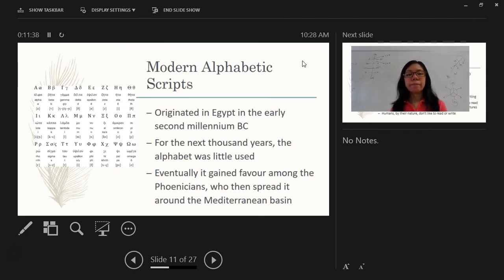And finally, they developed the modern alphabetic scripts. The modern alphabetic script is what we now use for communication. It originated in Egypt in the early 2nd millennium BC. But for the next 1,000 years, this alphabet was little used. But eventually it gained favor among the Phoenicians, who then spread it around the Mediterranean basin, and it was adapted to local languages such as the Greek language.